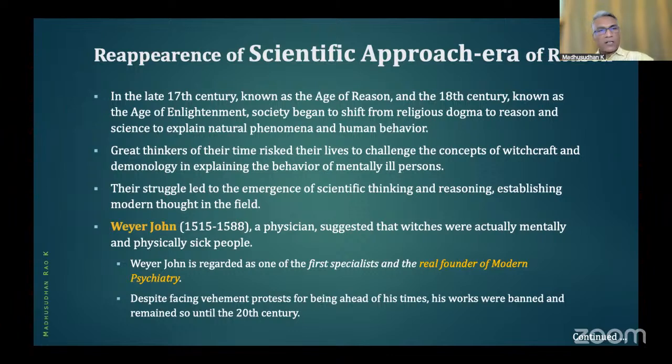In the late 17th century, known as the Age of Reason, everything was questioned. And in the 18th century, known as the Age of Enlightenment, society began to shift from religious dogma to reason and science to explain natural phenomena and human behavior. So as the studies went on, instead of entrusting everything to religious aspects, they started questioning, with proofs and evidence.